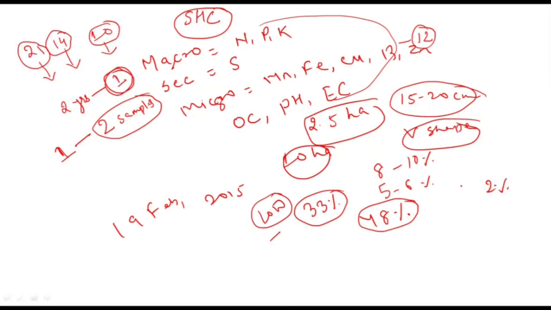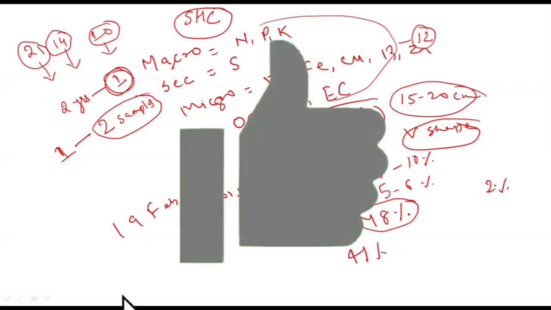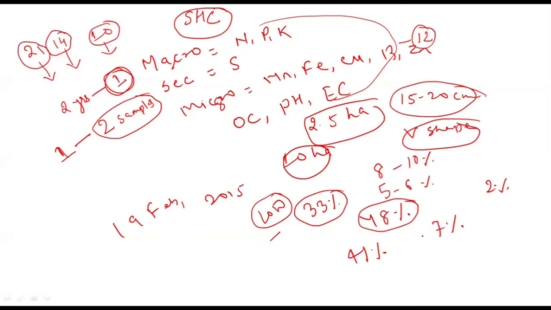Thereby, if you talk about phosphorus, then nearly 41% are medium in their status of phosphorus, but 7% are low. Potassium, nearly 47% are medium in their status, but 10% are low also. Now if you talk about pH, then in our country nearly 71% soils are moderately alkaline in nature.